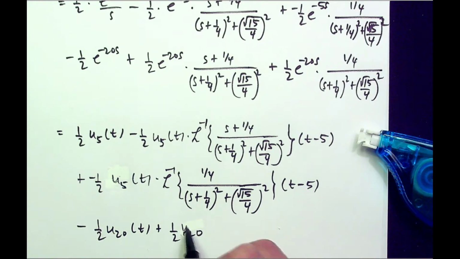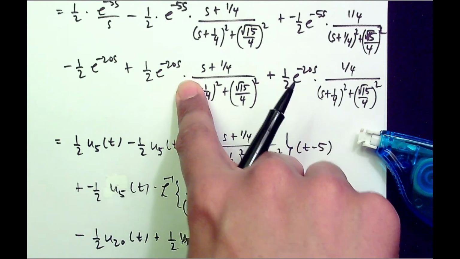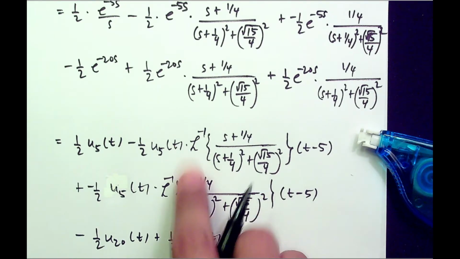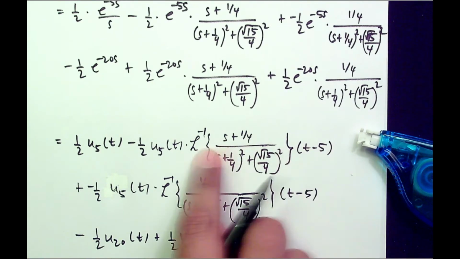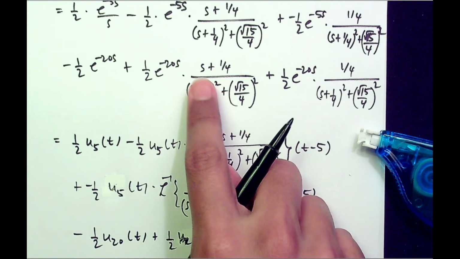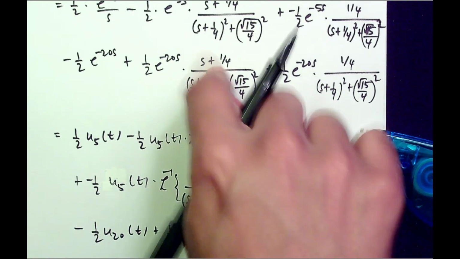U sub 20. I'm inverting this one. U sub 20, Laplace inverse of this. So it is exactly the same thing as this, but instead of evaluated at t minus 5, it is evaluated at t minus 20, because the c is 20 now. So Laplace inverse of this.